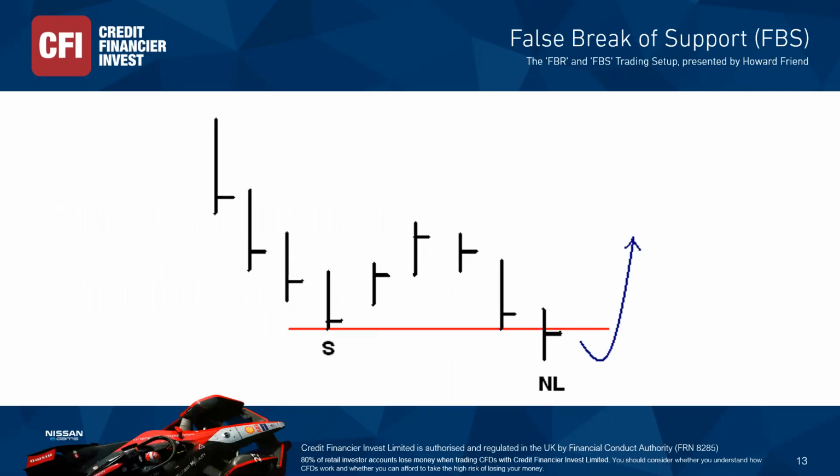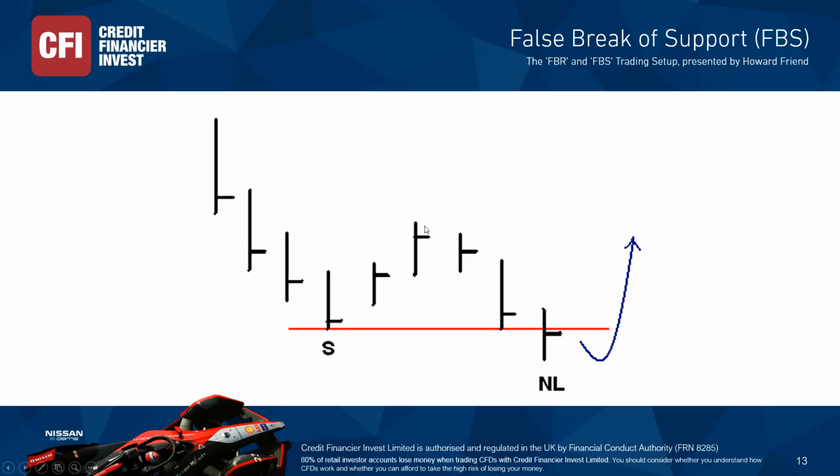So this is the idealized picture of the failed break of support setup. So what we have is the market initially driving lower, close under the previous bar's low, close under the previous bar's low, close under the previous bar's low. Nice aggressive selling. So the underlying pressure is to the downside.